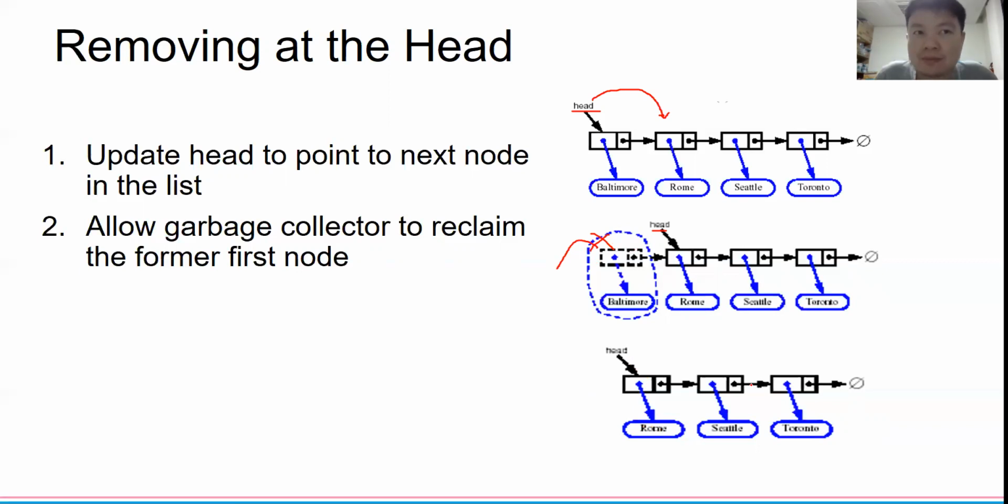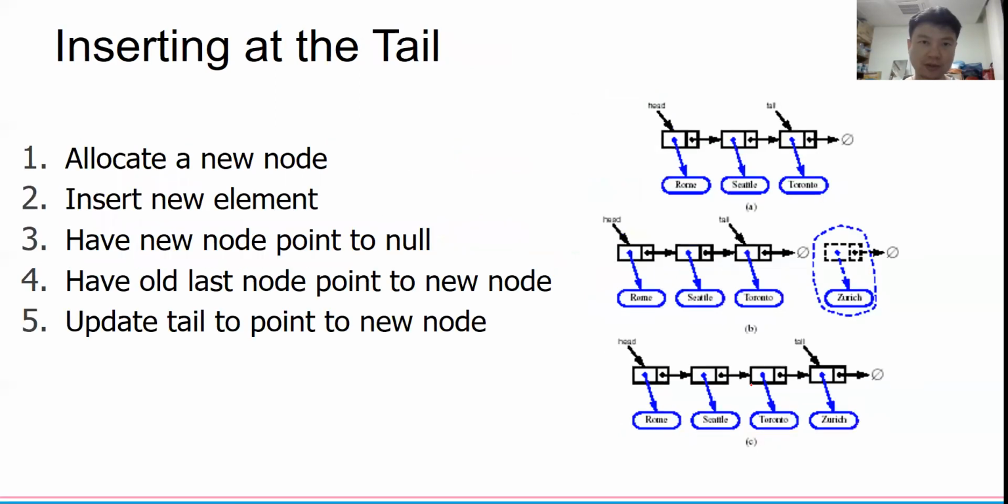And you can consider whether you want to insert at the head or at the last element. It's also the same. Let's say you want to insert at the last element. What is the last element? We call the last element the tail. If it is a tail, it means the next element is empty. So there is no element in the next one. Then you can just insert a new element: allocate a new node, and have the new node point to null.